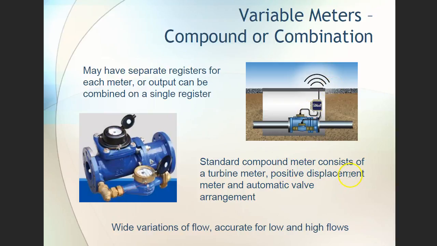Standard compound meters consist of a turbine meter, positive displacement meter, and automatic valve arrangement. Wide variations of flow, and they're accurate for low and high flows.